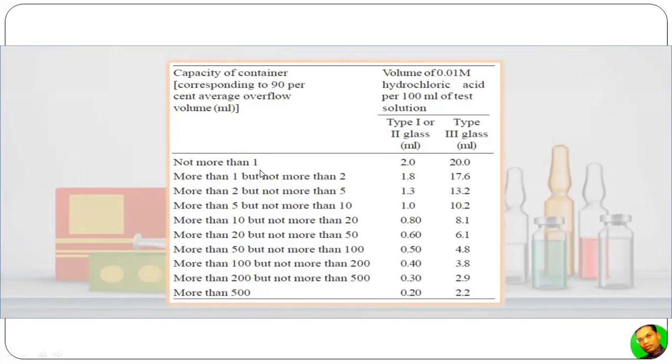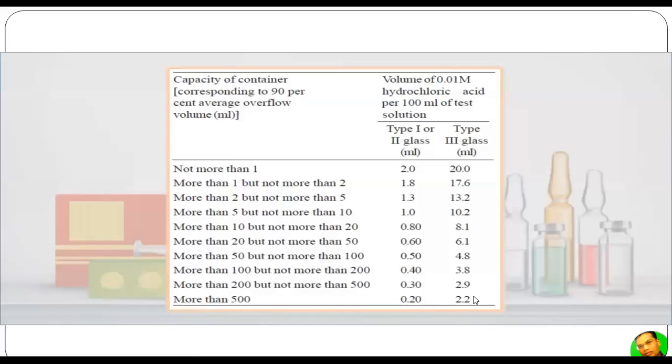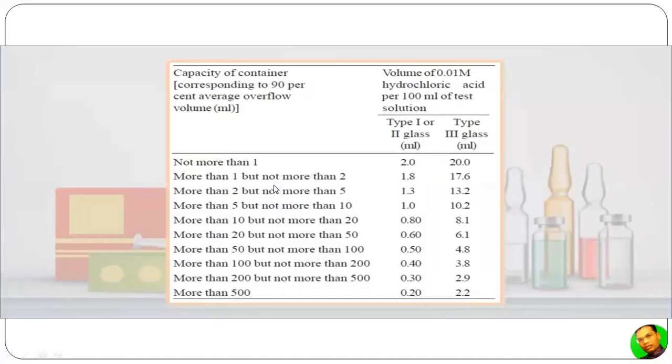So as this goes on increasing, for example if the capacity of the container is more than 500 ml, then in order to perform the type 1 and type 2 glass test, the volume should be 0.2 ml, and in case of the type 3 container, the volume should be 2.2 ml, that is the maximum. So in accordance with the container capacity, the volume of hydrochloric acid required per 100 ml of test solution for type 1, type 2 and type 3 will go on differing, they will go on decreasing in this particular order.